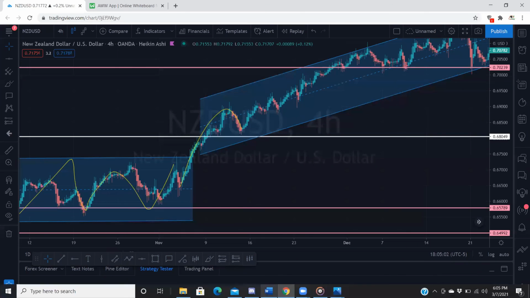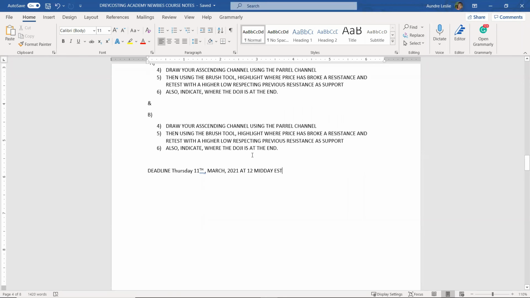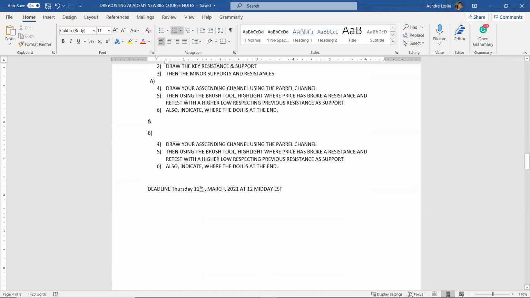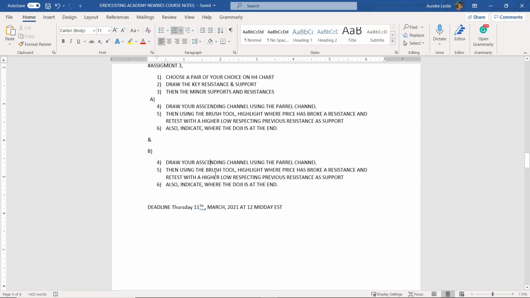So it's the same thing now on the flip side for the homework. You're going to draw your descending channel using the parallel channel, then use a brush tool to highlight where price has broken that support.